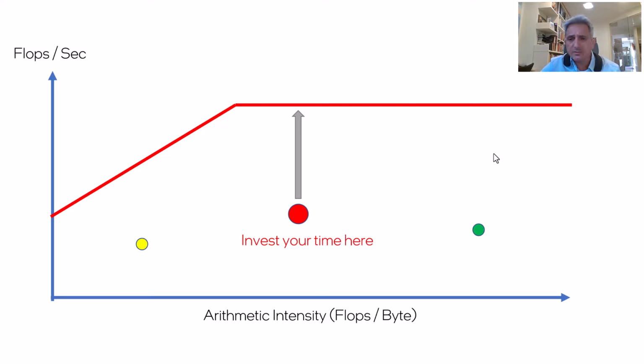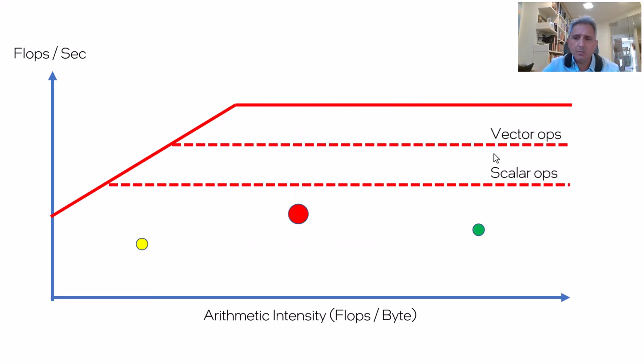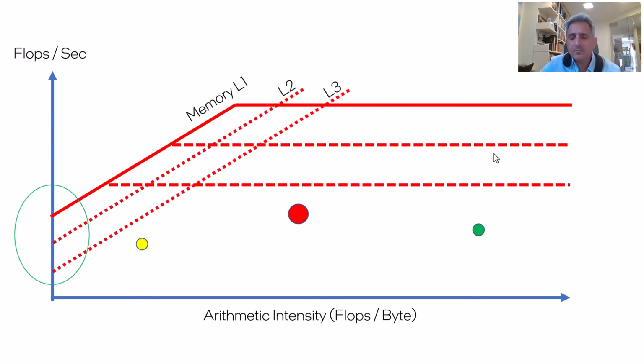The truth is that the representation of the hardware is a little bit more complex. As you can see here, there are different roof lines for vector operations and for scalar ones. And the memory story is also a little bit more complex, with hierarchies that impose different limitations. For example, the level 1 cache is faster than the level 2, but the level 2 has a bigger capacity.